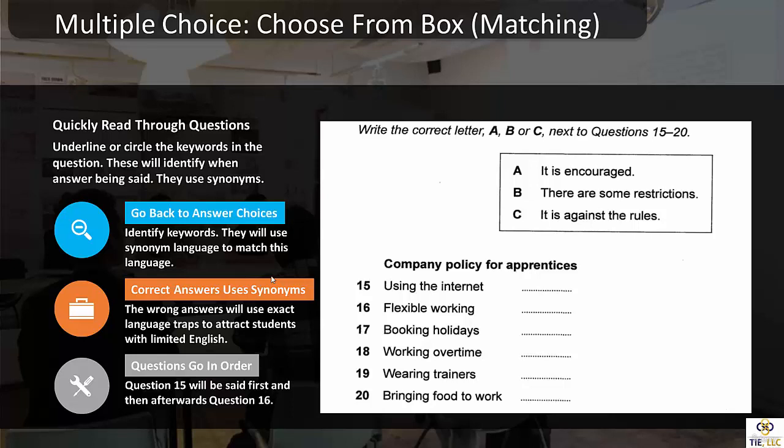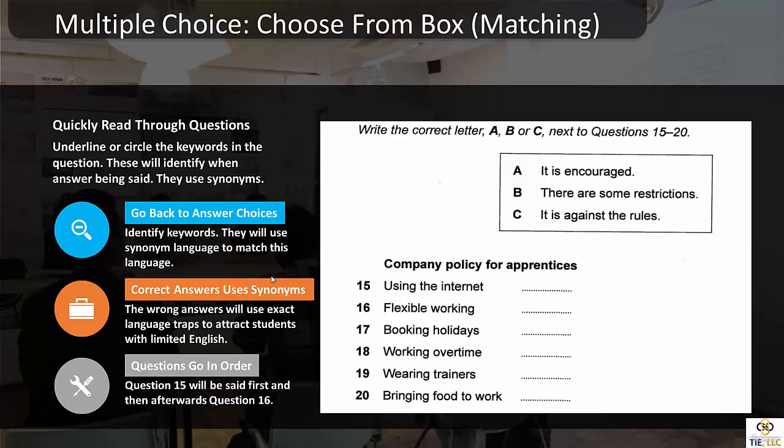They may not say booking holidays. They may say reserving a vacation, right? But it goes in order. They're not going to give number 19 and then give number 15. It goes in order. But you want to note the language in the answer choice, in the language in the questions, so you recognize when they're giving that answer.